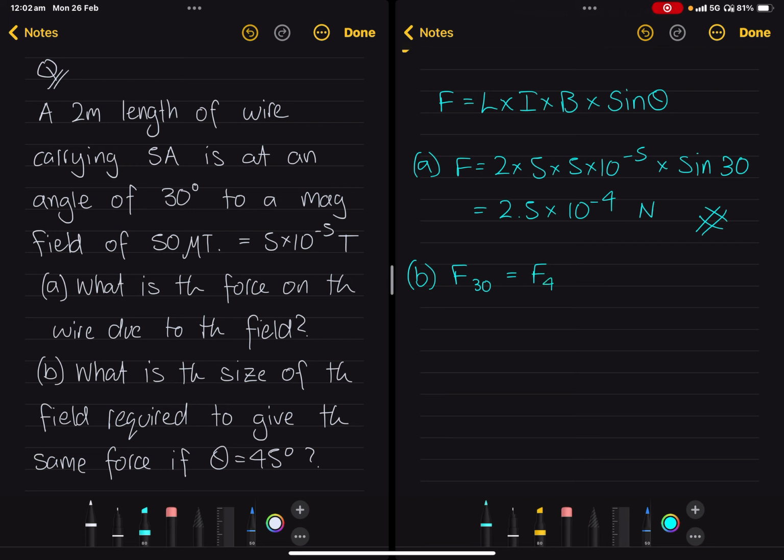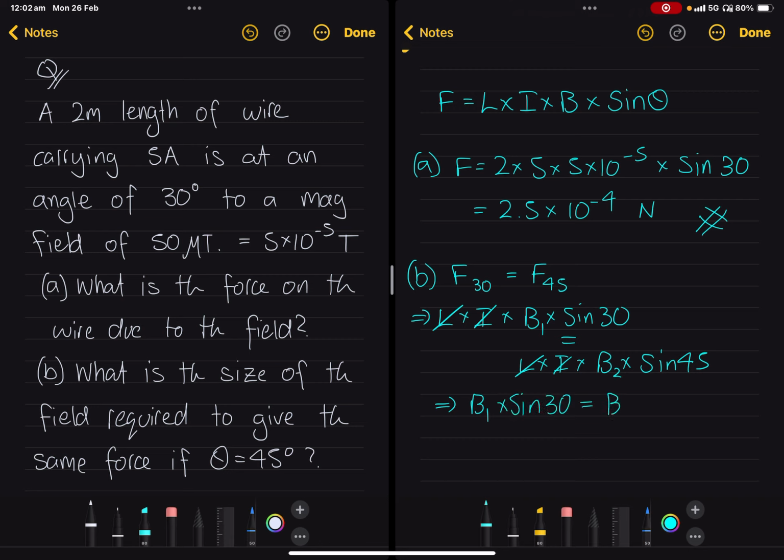And in fact, because the force in the case where the angle is 30 has to be equal to the force where the angle is 45, we find that L times I times the field times sine of 30 has to be equal to L times I times the field times sine of 45. Now L and I don't change, so they just cancel, and these fields are different, right, because we're asking for a different field strength. So we get B1 times sine of 30 is equal to B2 times sine of 45.